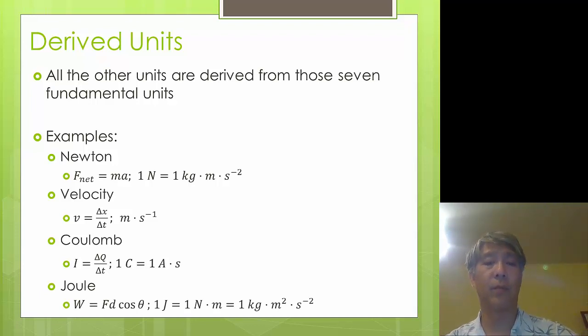Joule, if you remember the formula from last year, work is equal to force times distance times the cosine of the angle between force and distance. And in this case, 1 joule is equal to 1 Newton meter, but Newton is also not a basic unit, so we convert that and it becomes 1 kilogram meter squared per second squared.